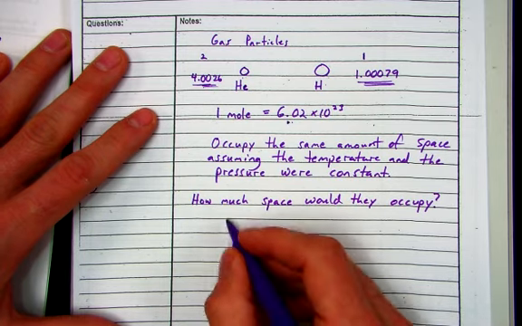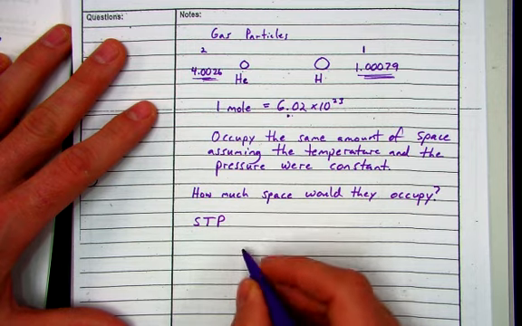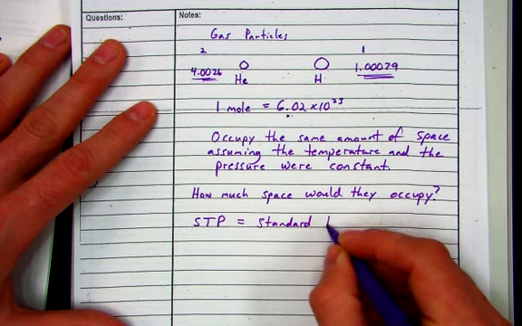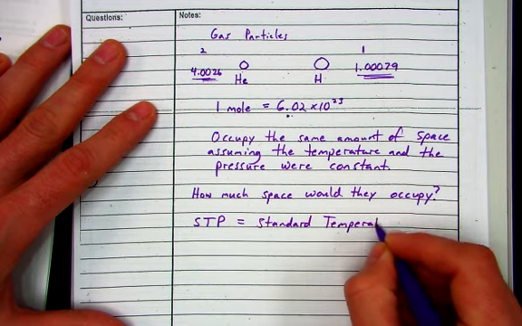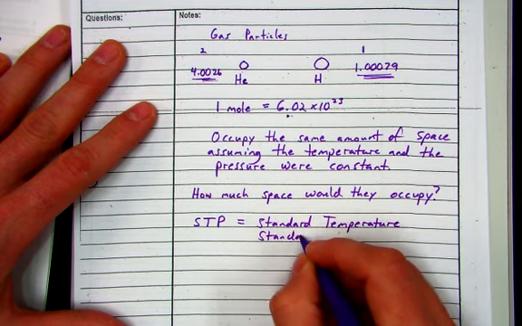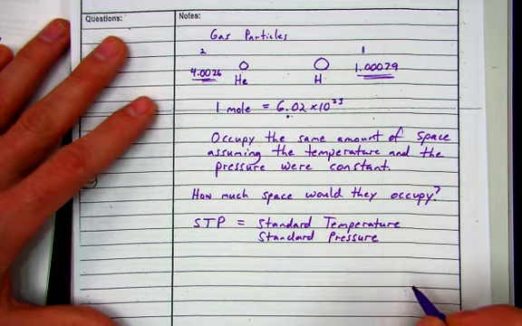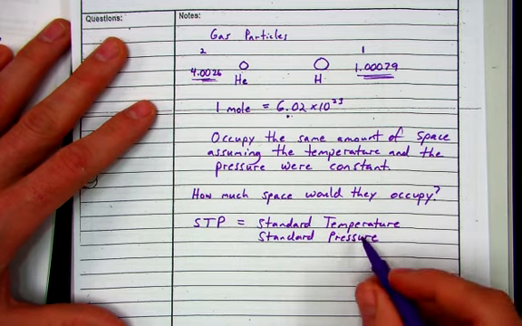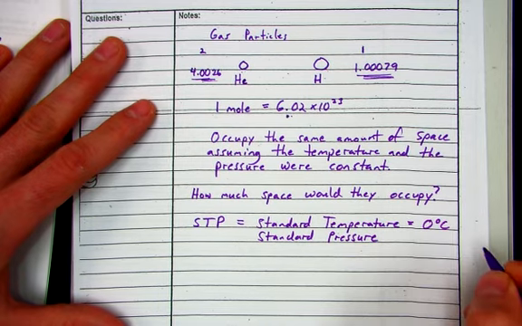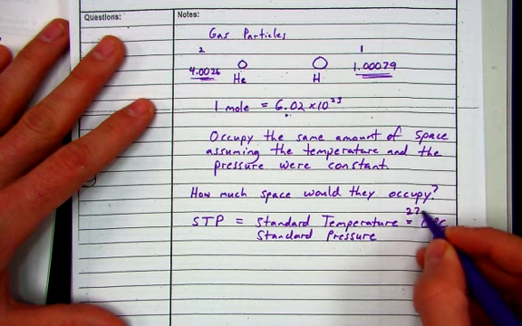So we call, as chemists, we call STP. And what that stands for is standard temperature and standard pressure. So that's kind of a universal thing, whether you're in Russia, Africa, STP, standard temperature, standard pressure. Standard temperature is 0 degrees Celsius. All right. We're going to learn later that is also equivalent to 273 Kelvin.